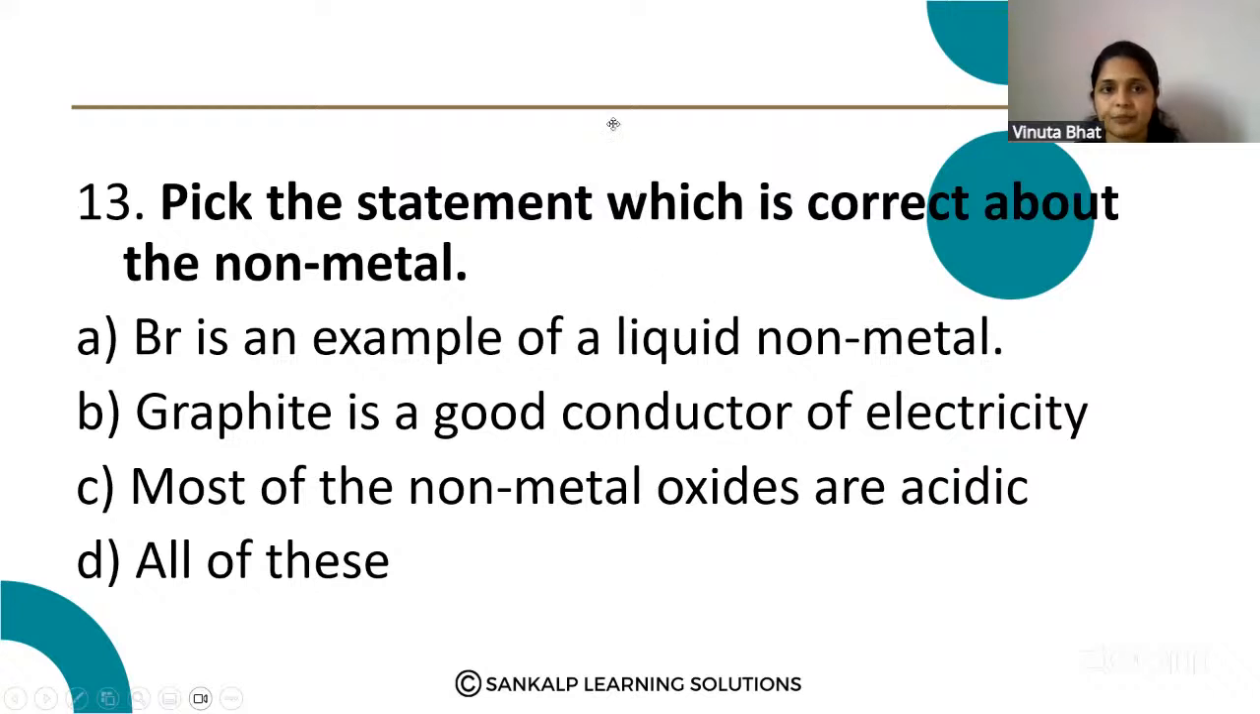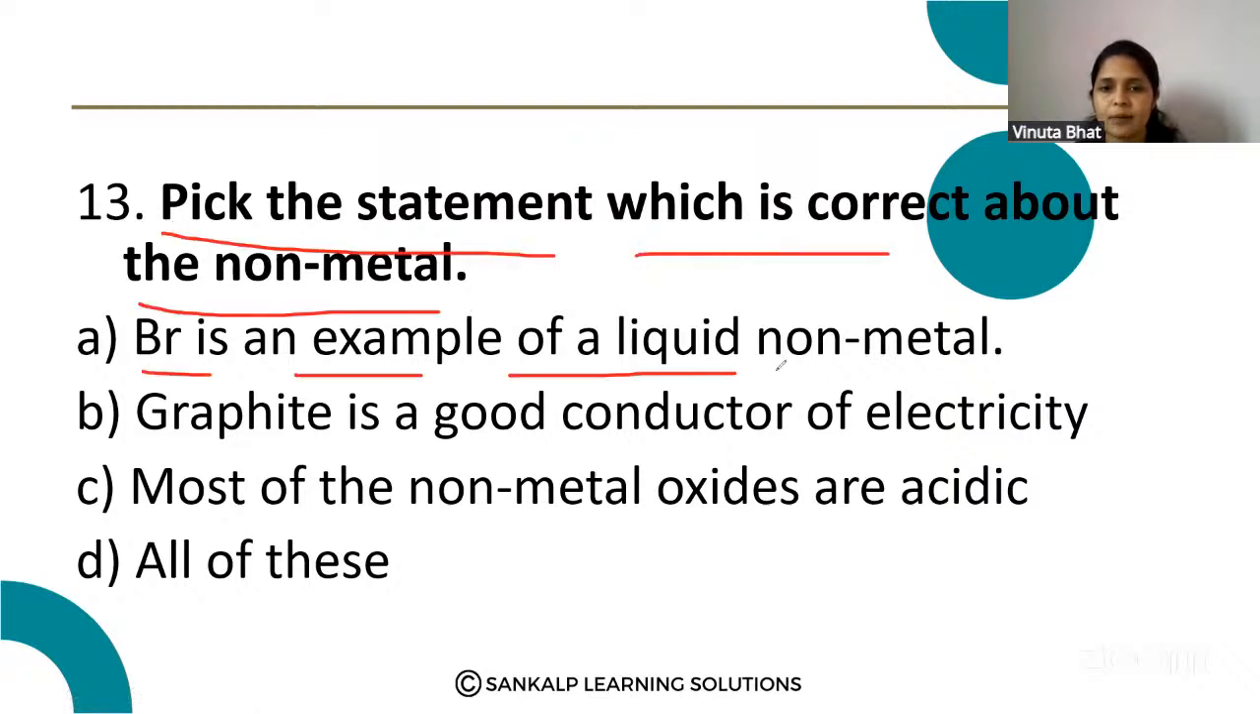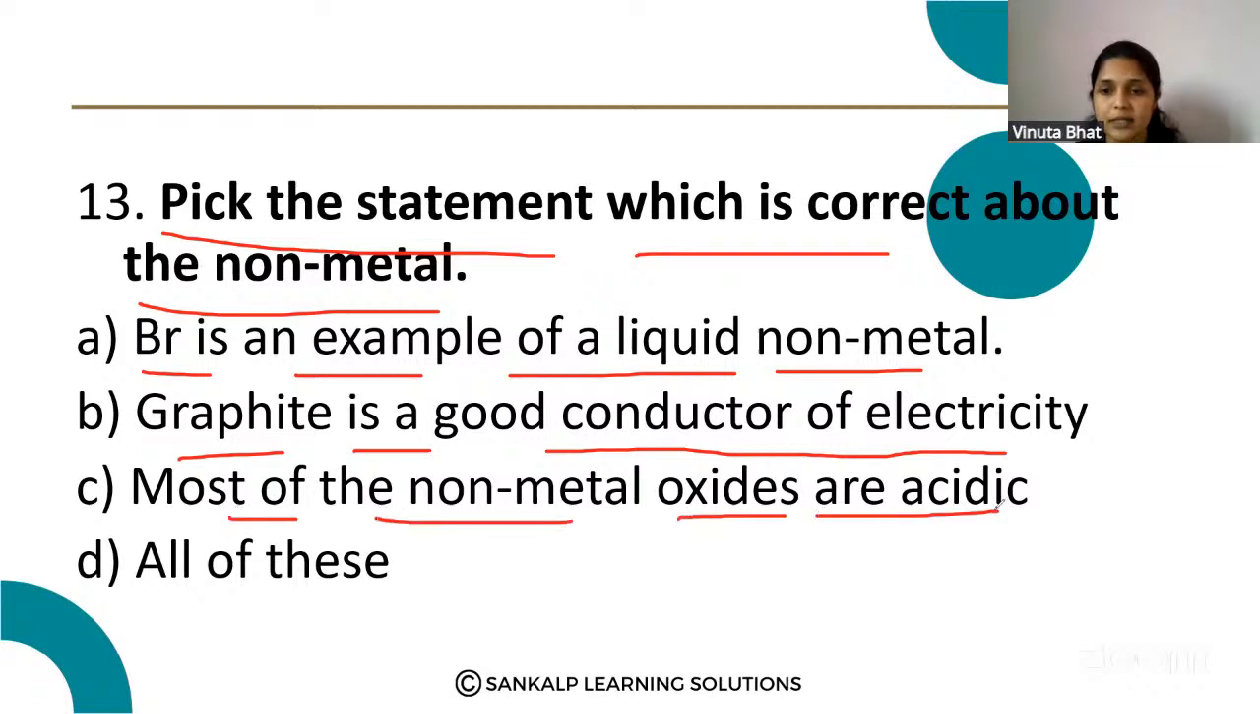Next question. Pick the statement which is correct about the non-metal. Bromine is an example of a liquid non-metal. Graphite is a good conductor of electricity. Most of the non-metal oxides are acidic. All of these.